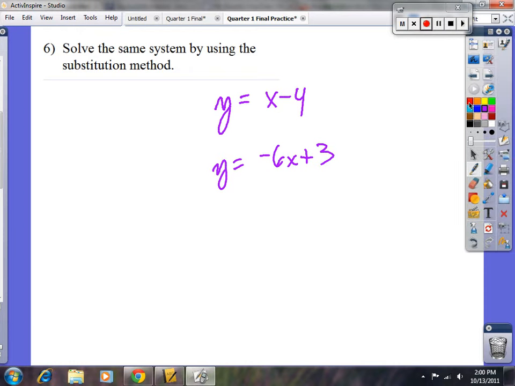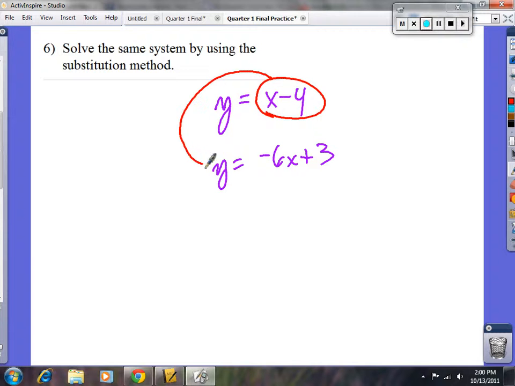There's lots of ways to do it, but you're going to sub this y for this y. Let's trade these guys' places. Let's sub them out. So if your y is equal to your y, your top and your bottom are equal, I'm going to drop this into the bottom. So it's going to be x minus 4 equals negative 6x plus 3. And now it's just algebra.